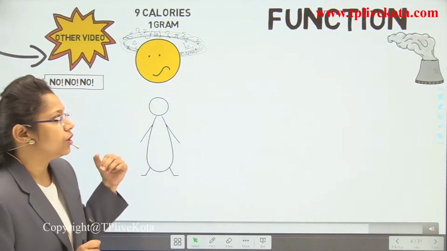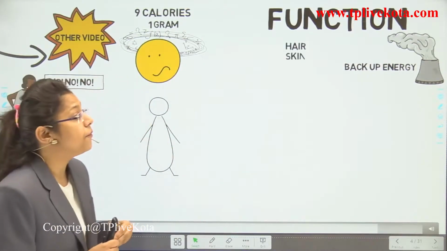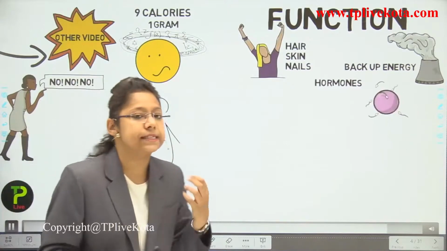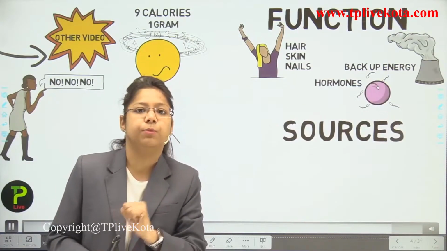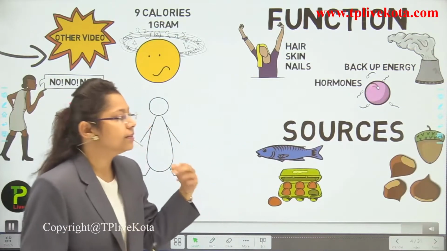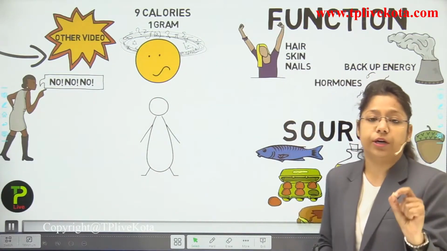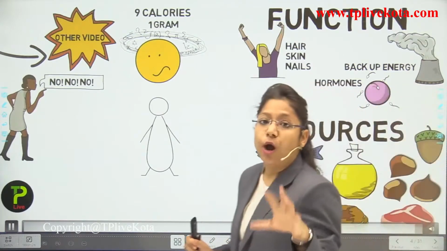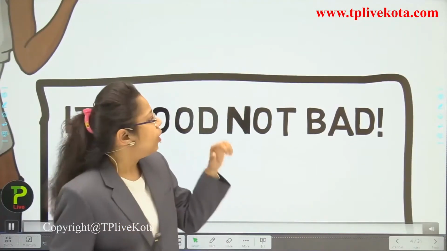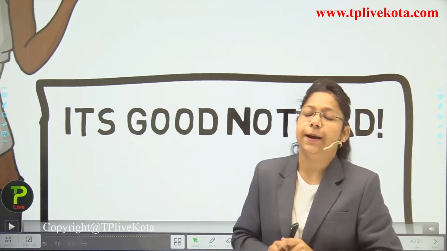Now, what are the functions of fat? Let us see here. So, first is the backup of energy. It is essential for our hair, skin, nails, as well as the most important part of a human body, hormones. Okay, now the sources may be fish, nuts, eggs, any kind of fatty thing which you are eating. That is the most important. Oils. Okay, if you are eating oil in a larger amount, then you are getting fatty day by day. So it's good, not bad, if you are consuming it in a proper amount.